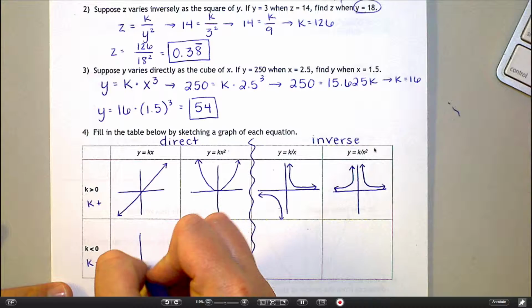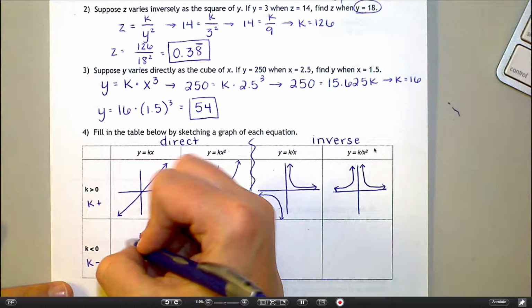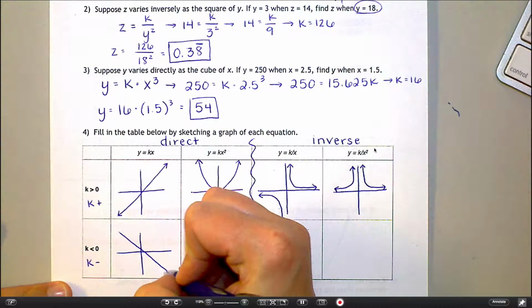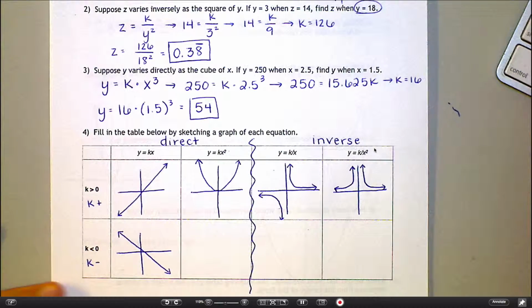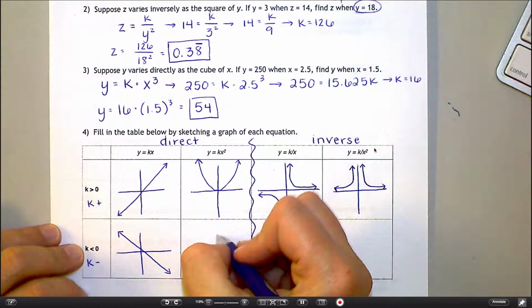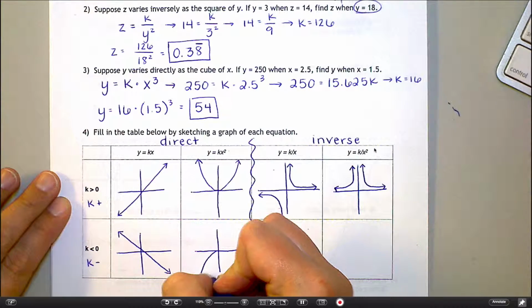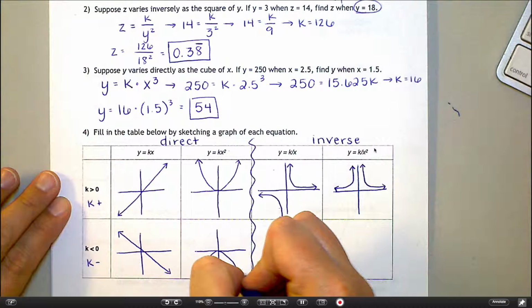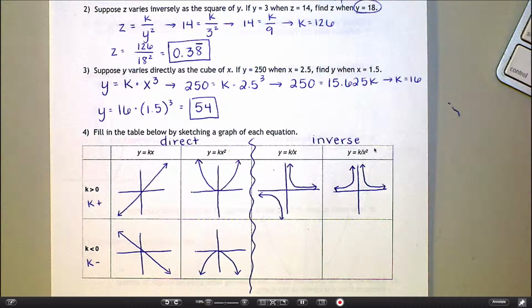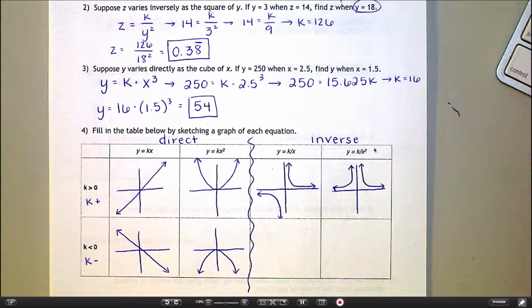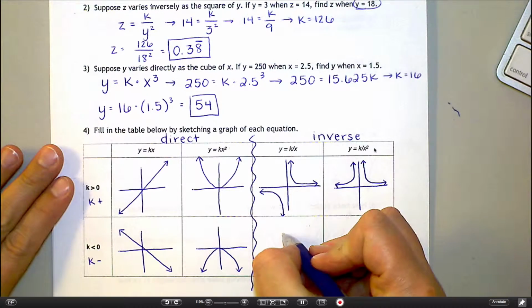So this one would end up looking like this. So it's still a linear function, still goes through 0, 0, but just points the other way. This is going to be a parabola pointing downward, which really, if you think about it in terms of the stuff we're doing more recently, the k value is really like your a value when you're looking at a quadratic equation. And we've already learned that when a is negative, your graph flips over.